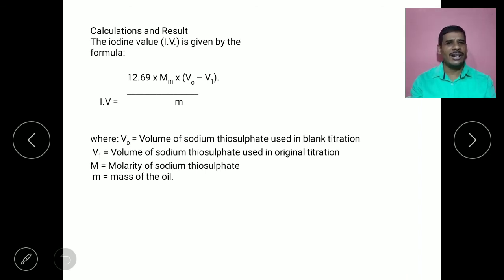We already know that we use the 0.1 molar solution of sodium thiosulfate. And small m is the mass of the oil sample that we take. In this way we can easily determine the iodine value.